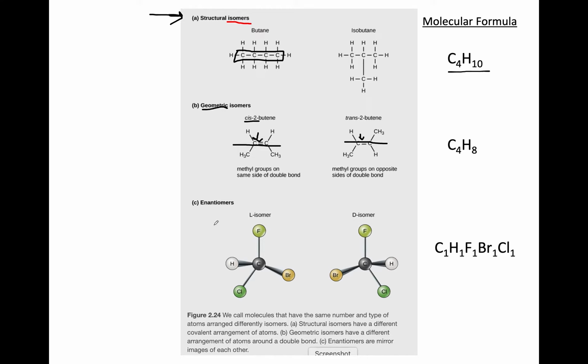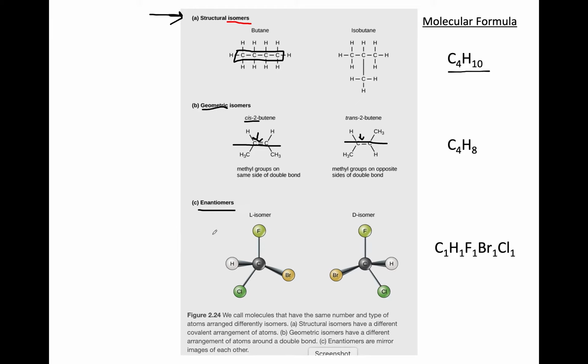Then we have enantiomers, which gives you different molecules with different properties solely based on where you position the different atoms that are attached to carbon in three-dimensional space. So for these two molecules, the molecular formula is the same. In the L isomer and D isomer, you're really not moving anything around. You're just changing the position of the bonds in that three-dimensional space, such that you create two molecules that are mirror images of one another. And these are called enantiomers.